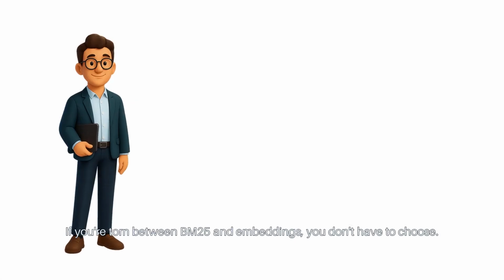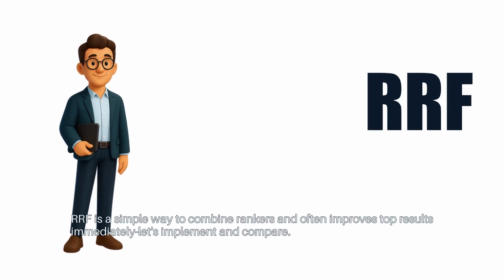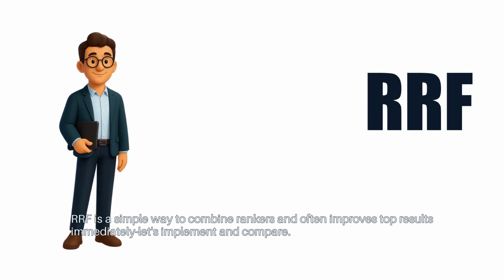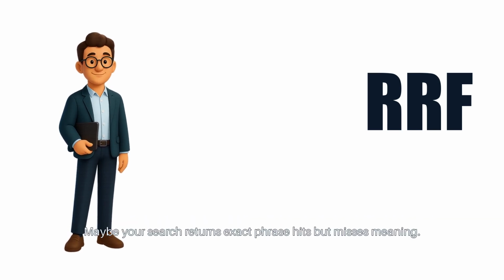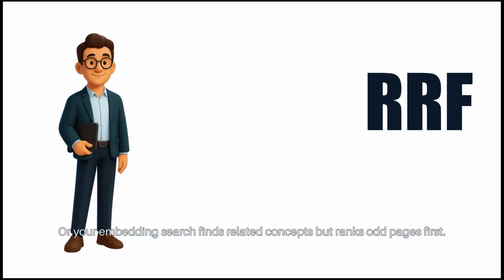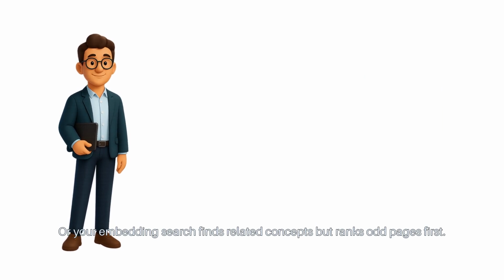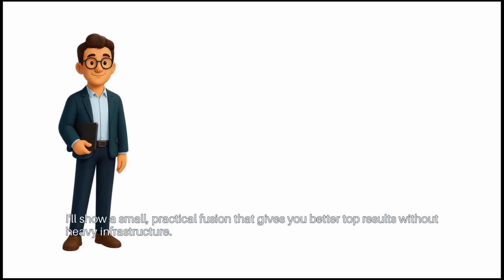If you're torn between BM25 and embeddings, you don't have to choose. RRF is a simple way to combine rankers and often improves top results immediately. Let's implement and compare. Maybe your search returns exact phrase hits but misses meaning. Or your embedding search finds related concepts but ranks odd pages first. I'll show a small practical fusion that gives you better top results without heavy infrastructure.